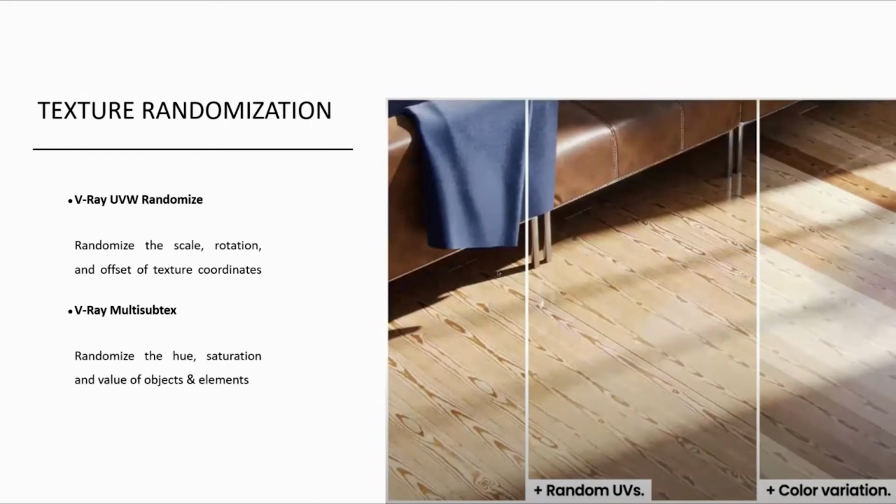With the new texture randomization, the updated multi-subtex now offers saturation and gamma variation controls. With that, we can randomize the hue, saturation, and value of any object and elements within our model. And with the new VRay UVW randomizer, we can randomize the scale, rotation, and offset of texture coordinates and all.